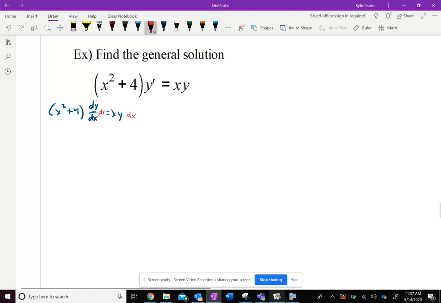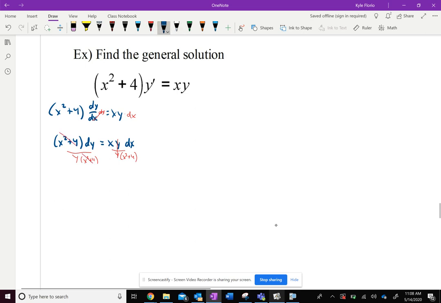We'll do this one step at a time for now. Now, to get the y on the other side, I can divide both sides by y. To get rid of the x squared plus 4, to put that on the side with the x's, I can divide both sides by x squared plus 4. And those will go away.